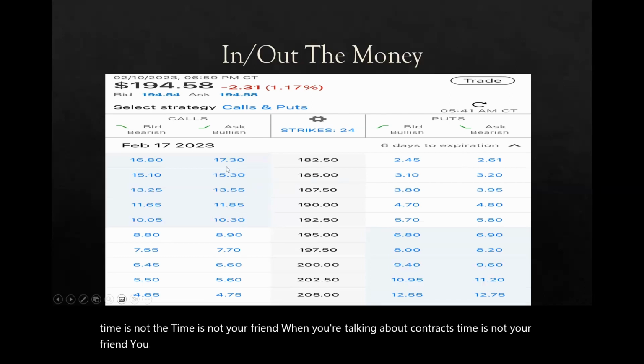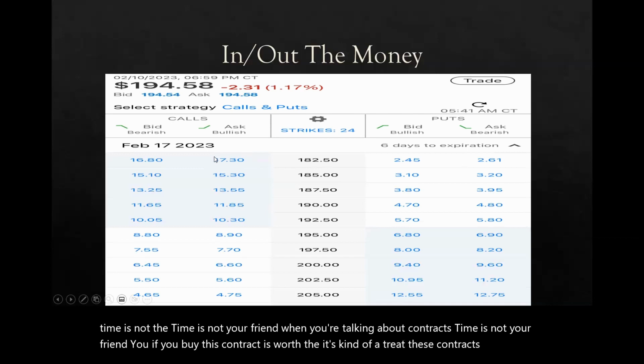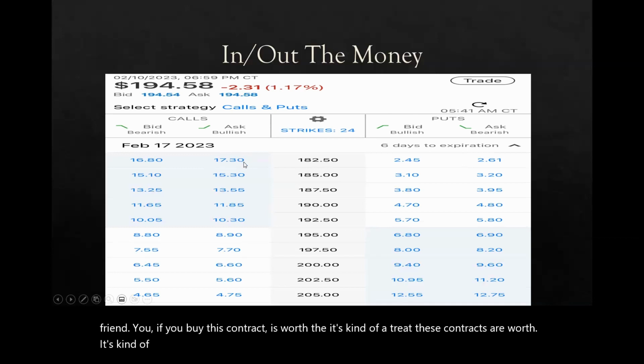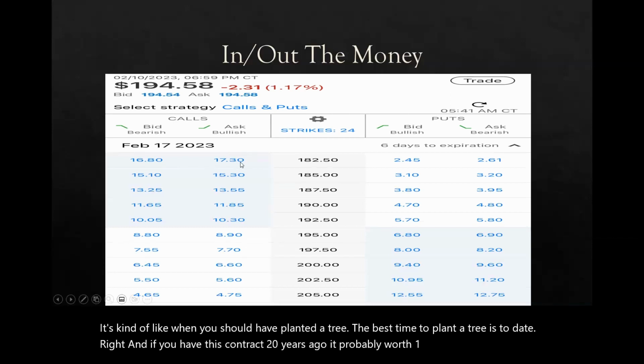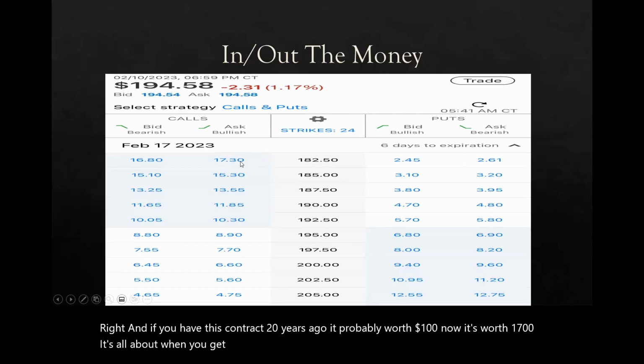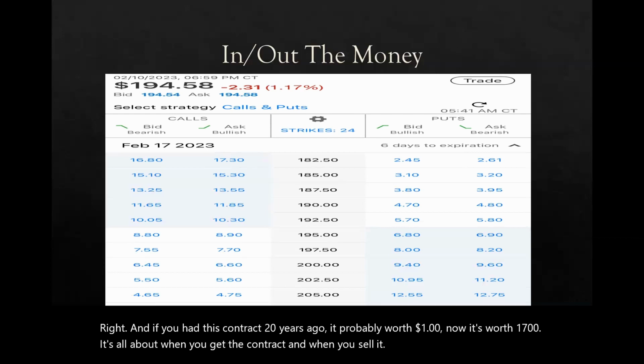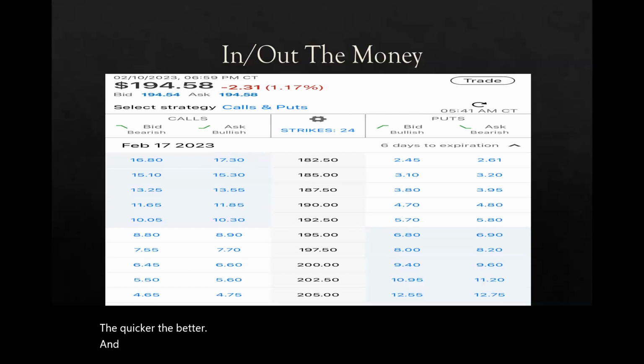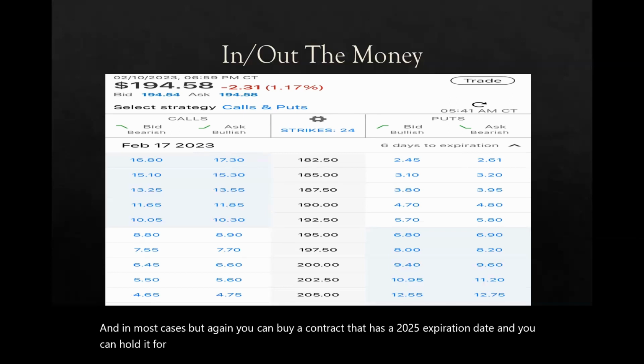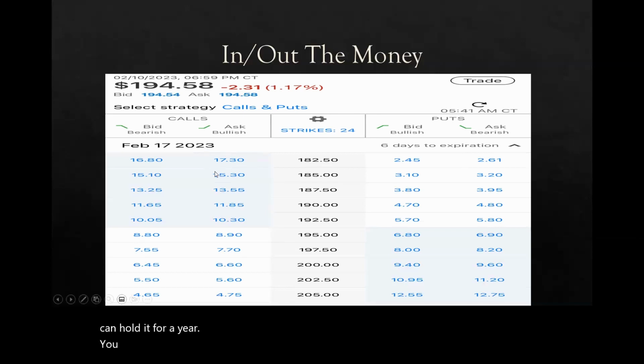If you buy this contract, it's kind of like a tree. The best time to plant a tree is today, right? And if you had this contract 20 years ago, it probably was worth $1. Now it's worth $1,700. It's all about when you get the contract and when you sell it. The quicker, the better in most cases. But again, you can buy a contract that has a 2025 expiration date and you can hold it for a year. You still have the rights to that contract all the way to the date.